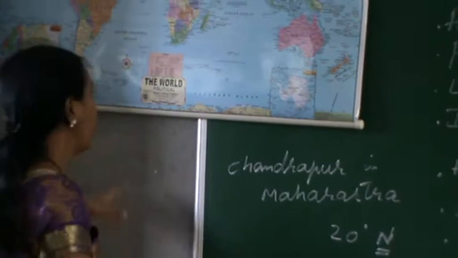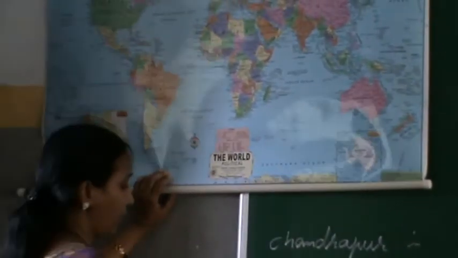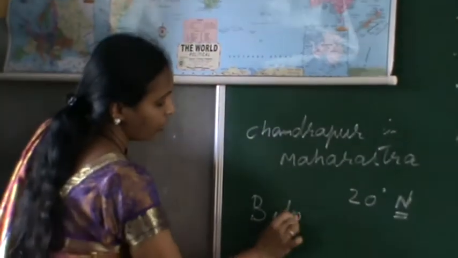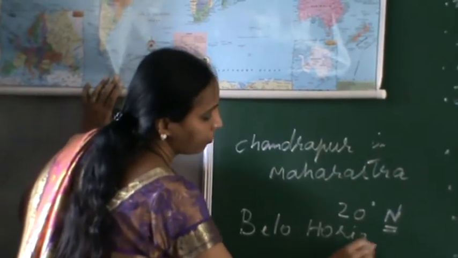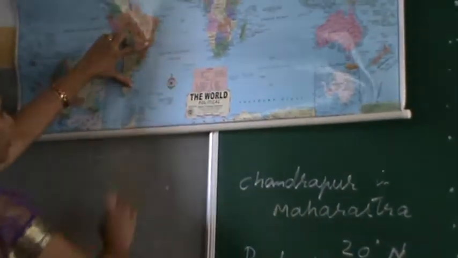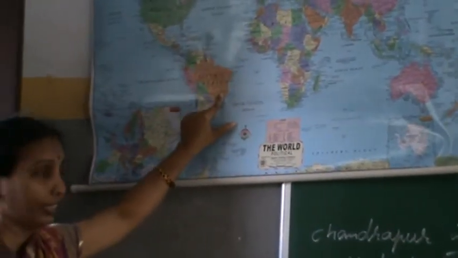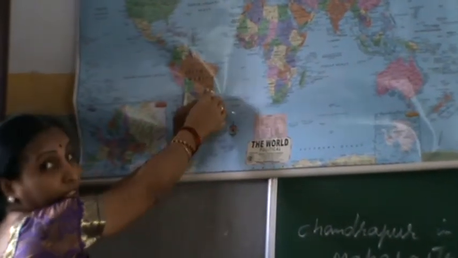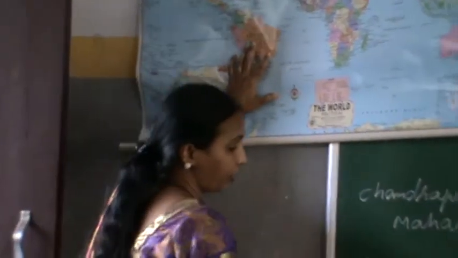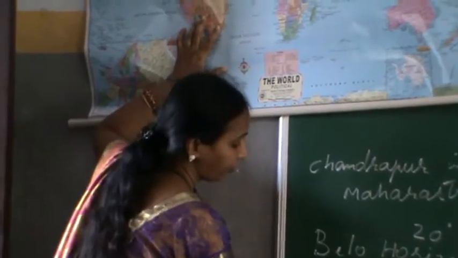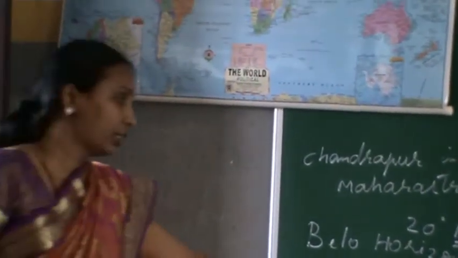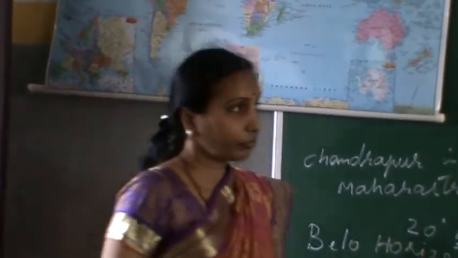Whereas in South America, in Brazil, Belo Horizonte is located here, at this point. It is below the equator, which means it comes under the southern part. So this is also 20 degrees latitude, and it is denoted with the southern hemisphere.